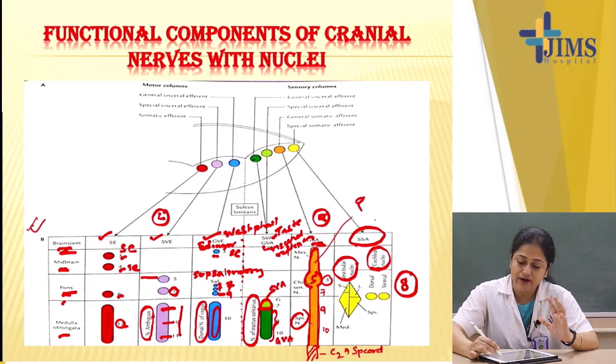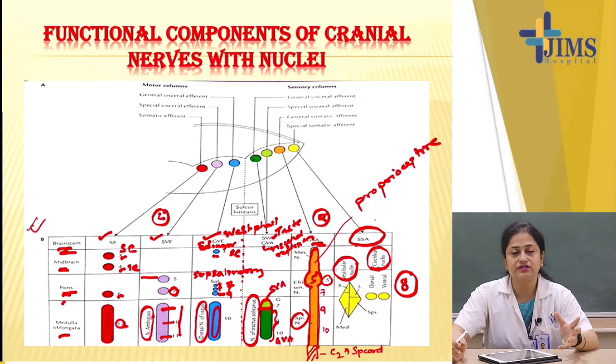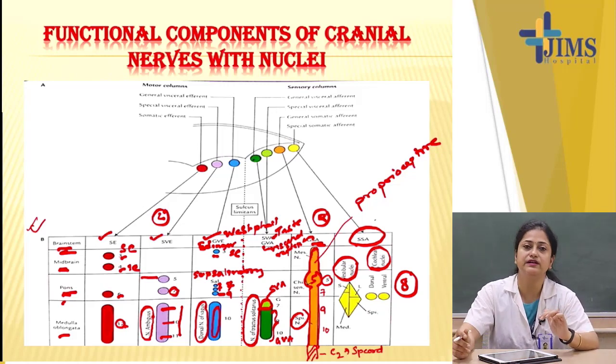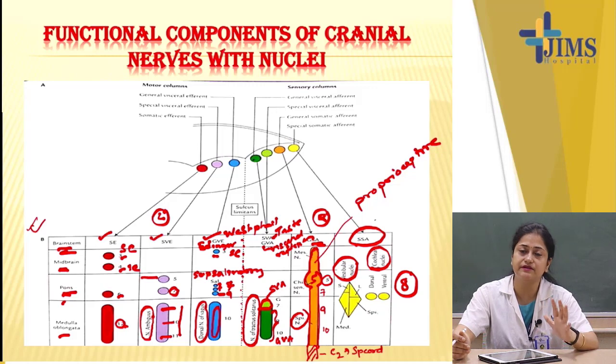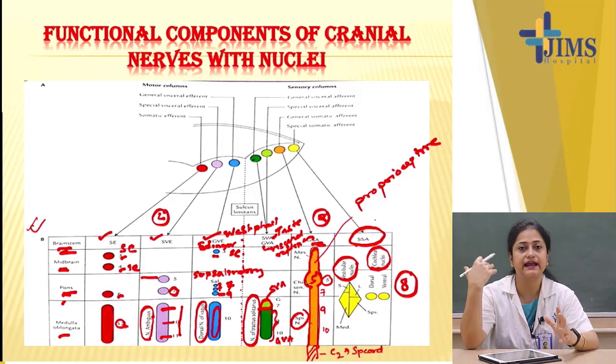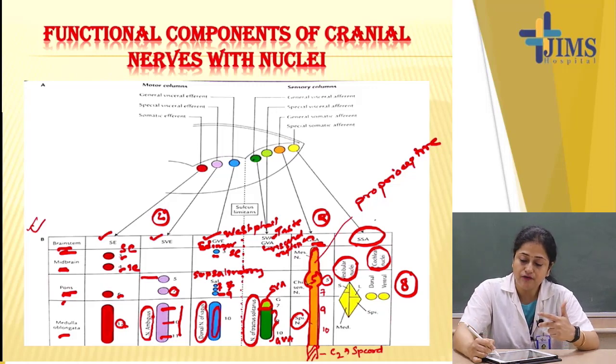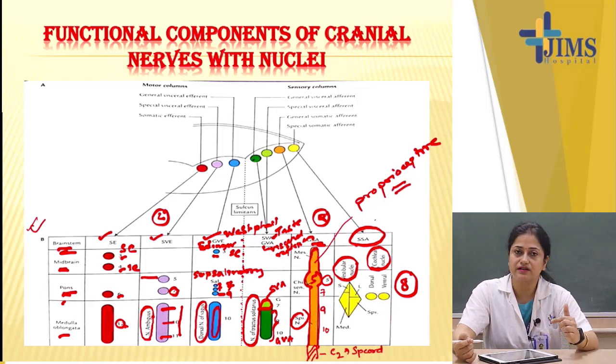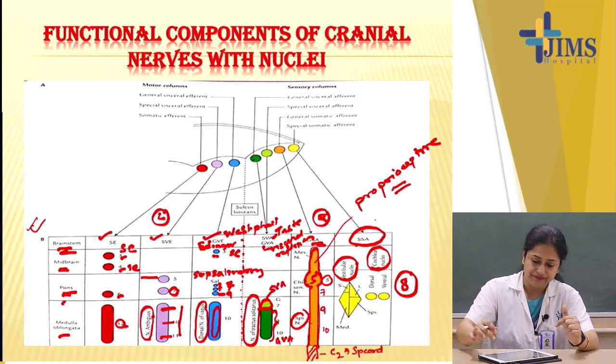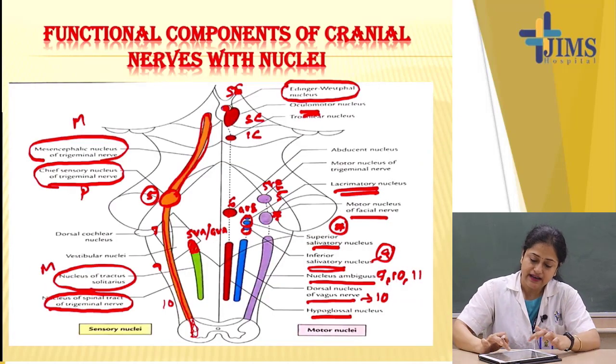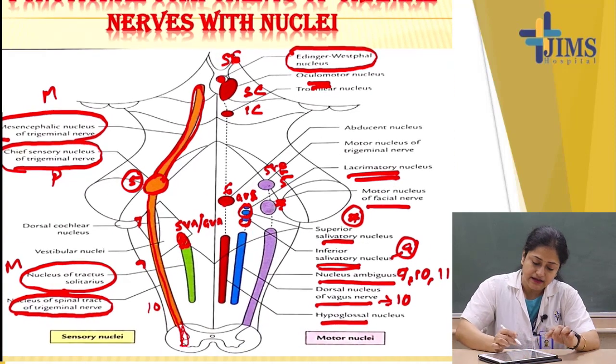carries proprioceptive impulses. So what do you mean by proprioceptive impulses? Like the position sense, the joint sense, the muscle sense, these senses are called proprioceptive impulses. So this mesencephalic nucleus is concerned with the proprioceptive impulses coming from your head and neck portion. So from your eye, from your tongue, from your facial muscles, they will all relate to this mesencephalic nucleus of the trigeminal nerve.